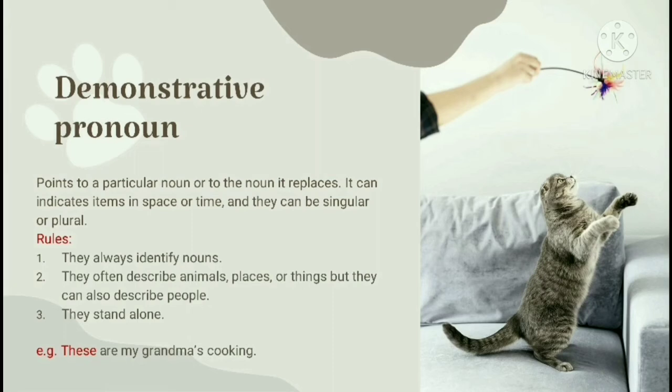So there are 3 rules of demonstrative pronoun. The first rule is they always identify nouns. The second one is they often describe animals, places, or things, but they can also describe people. And the third one is they can stand alone. I will give you an example in a sentence. These are my grandma's cooking. So the word these here is a demonstrative pronoun, using plural.